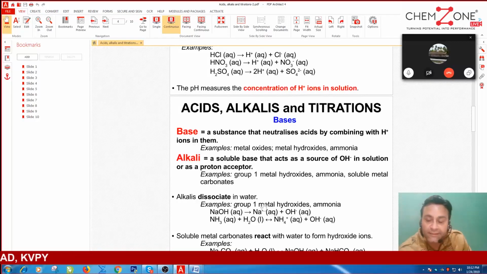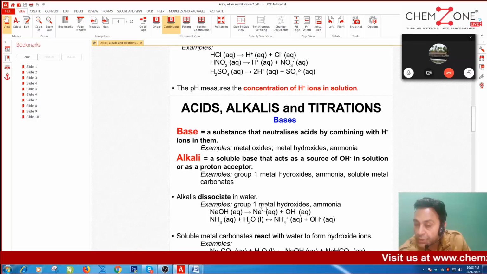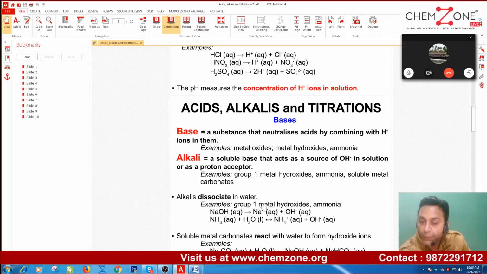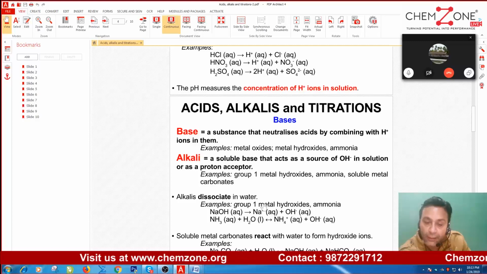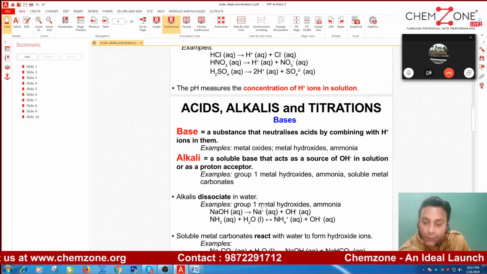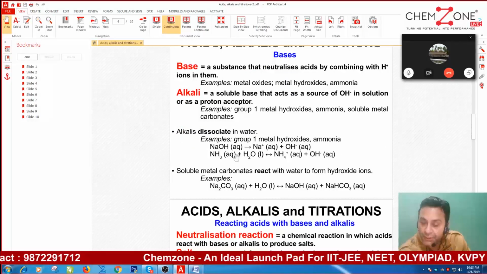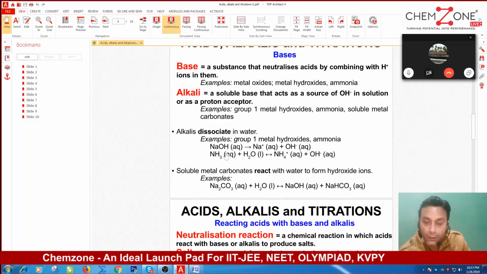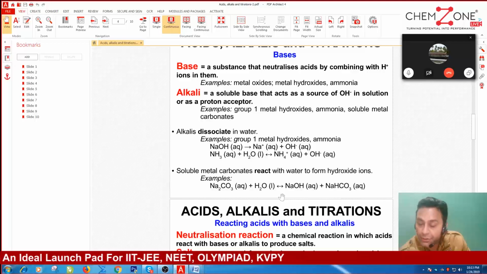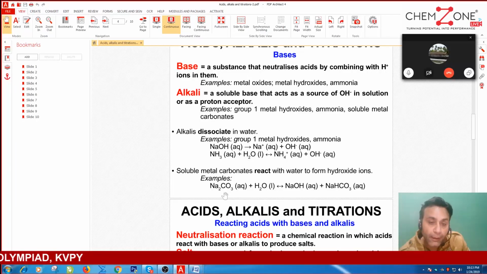So metal oxides, metal hydroxides and ammonia, these are the bases. Right. An alkali is a soluble base. Alkali means soluble base, which provides OH ions in a solution and acts as a proton acceptor, right? So group 1 metal hydroxides, ammonia, water, metal carbonates, all these are alkalis, right? Alkali dissolved in water, NaOH gives Na positive and OH negative ions, right? Or sodium carbonate, when combined with water, produces NaOH and sodium bicarbonate. So this sodium carbonate is a base, right?